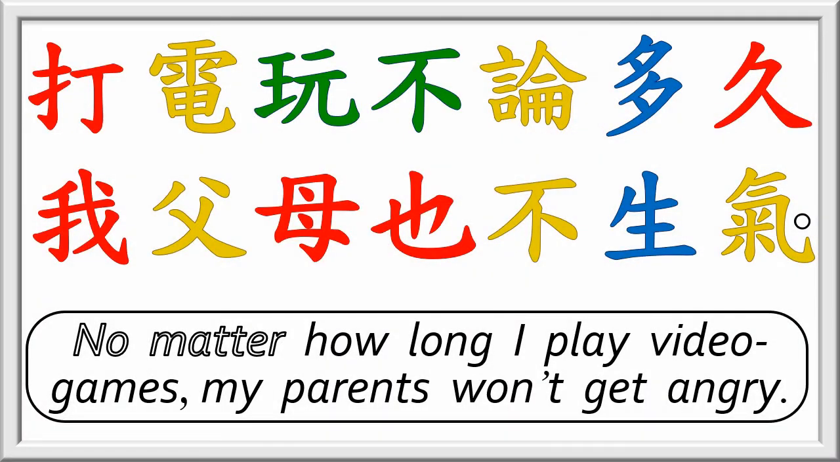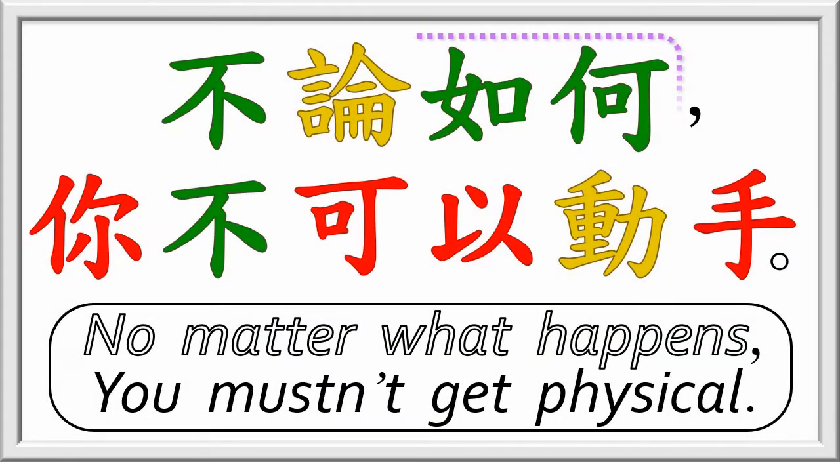A useful expression is 不论 with 也, translated as no matter, plus a question word in English. 打电玩不论多久，我父母也不生气. No matter how long I play video games, my parents won't get angry. 不论如何，你不可以动手. No matter what happens, you mustn't get physical. No shoving, punching, or touching anyone.